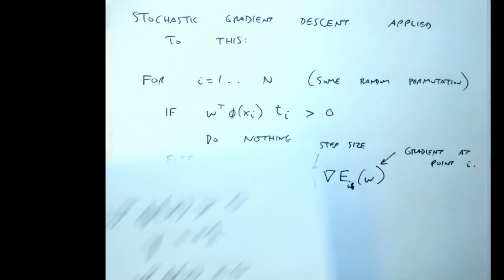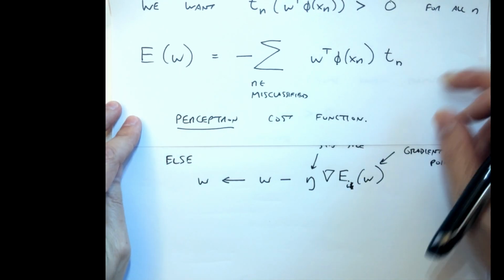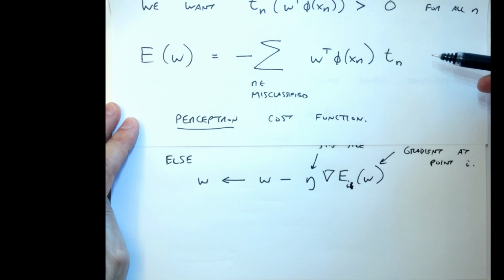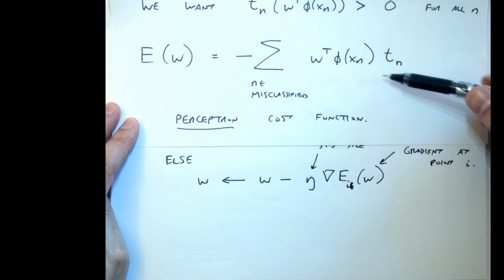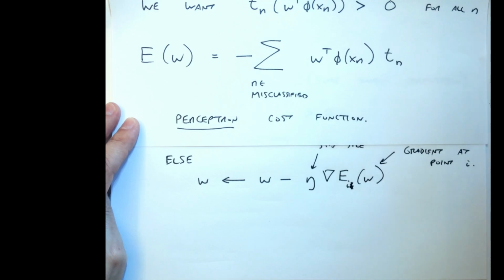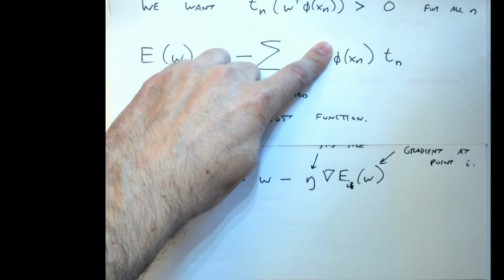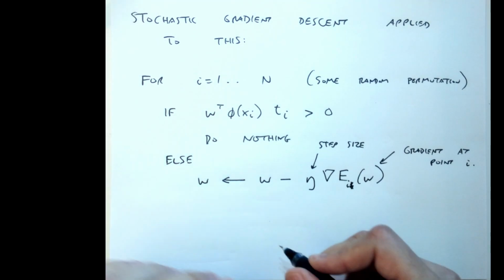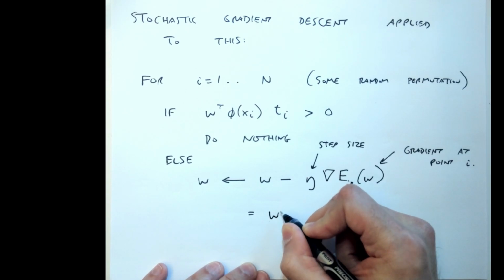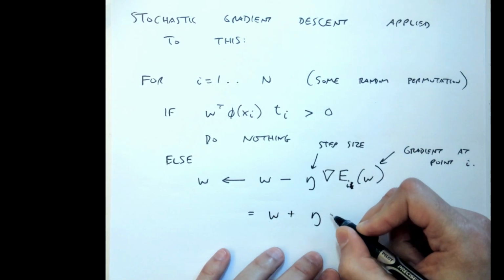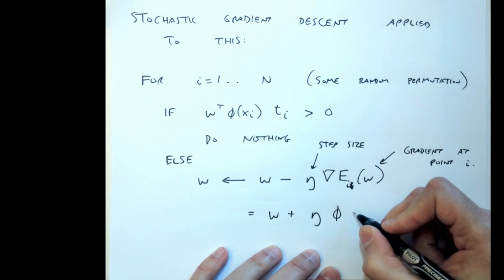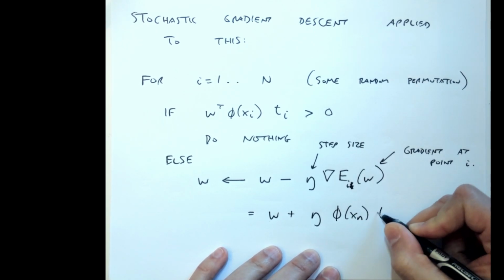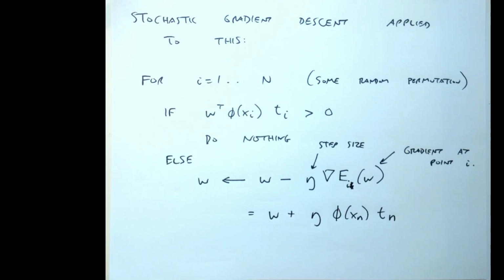If I look at this, here's my cost function. Taking the gradient of this with respect to W is just this number times this vector, right? Super easy, because the gradient is just going to be this, right? So I can write this in a super simple way. And I guess there's a negative sign out here. So what this equals is W plus step size times phi x of n times Tn. And that's all it is.